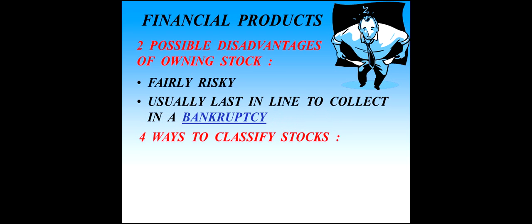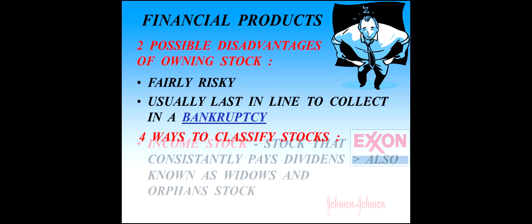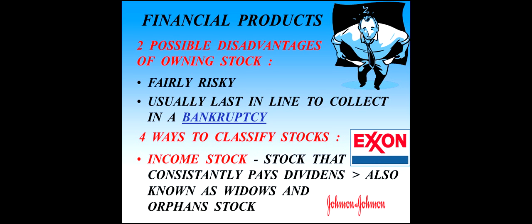Now, stocks are classified in 4 different ways, 2 of which are associated with each other and the other 2 associated with each other. Now let me explain the 4 different ways to classify stocks. Here's the first way. Some stocks are considered income stocks. And what we mean by that, or I should back up and say, these are stocks that, as I mentioned before, some pay dividends. Income stocks are stocks that consistently pay dividends.